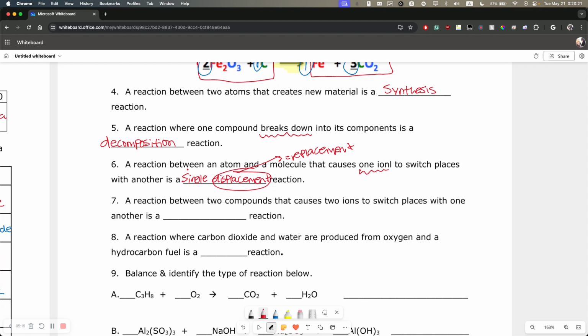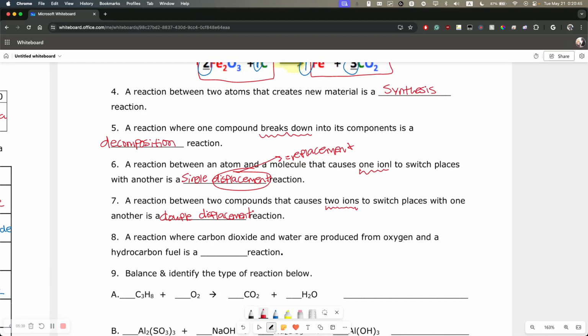7 says a reaction between two compounds that causes two ions to switch places, right? If 6 was talking about one ion, this is talking about two ions. This is going to be a double replacement. Double displacement is how I like to say it. Double displacement reaction. But you can also say replacement.